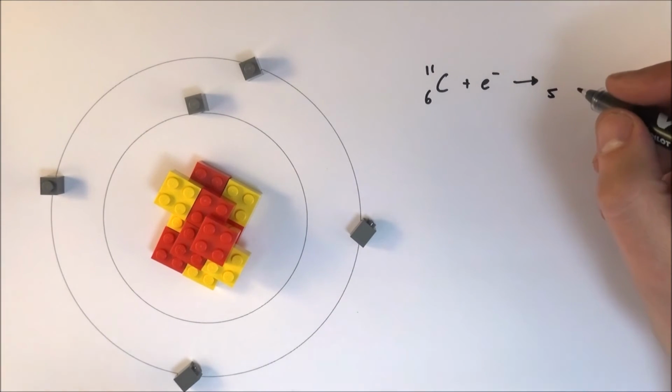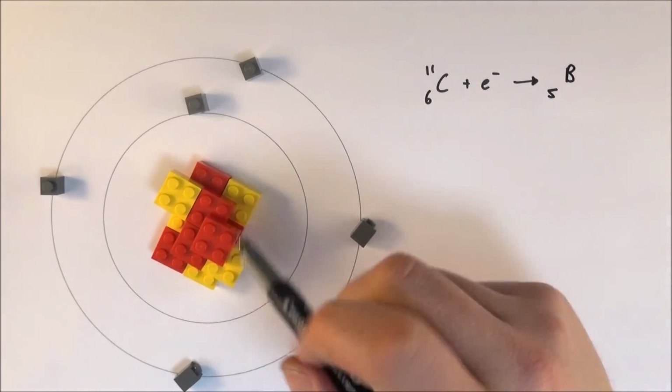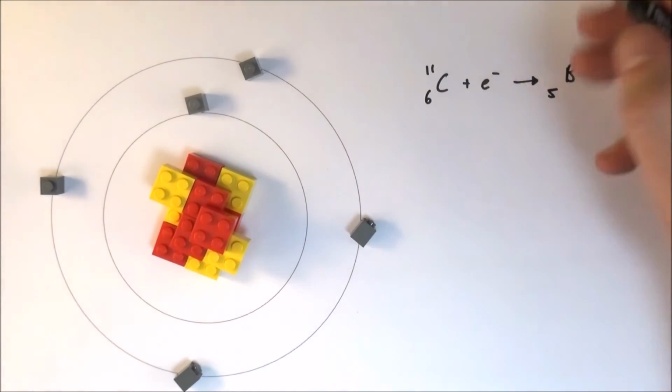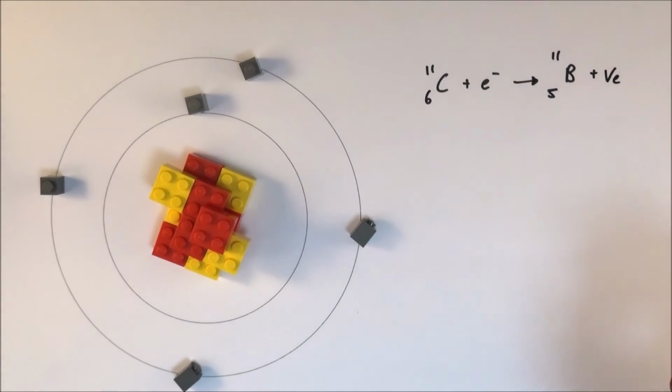And then this means that we only now have 5 protons left. If we look at our periodic table, we find that this is boron. There are still 11 nucleons there. We've still got the same amount, and also an electron neutrino is given off.